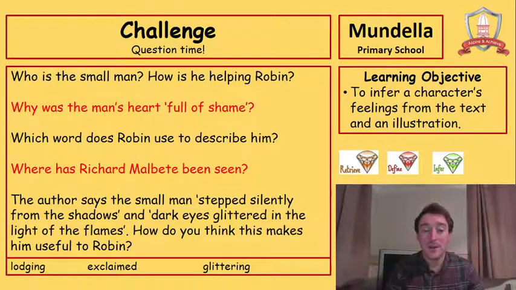How was he helping Robin? Number 2, why was the man's heart full of shame? Number 3, which word does Robin use to describe him? Number 4, where has Richard Malbeat been seen? And number 5, the author says the small man stepped silently from the shadows and dark eyes glittered in the light of the flames. So how do you think this makes him useful to Robin? What's the author told us about him? Why would he be useful to Robin?